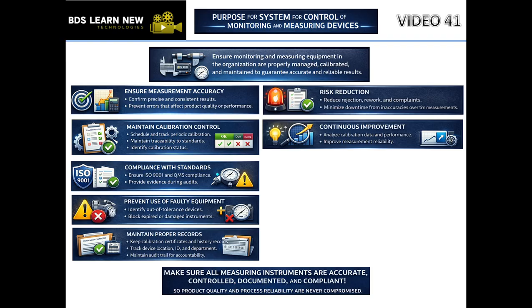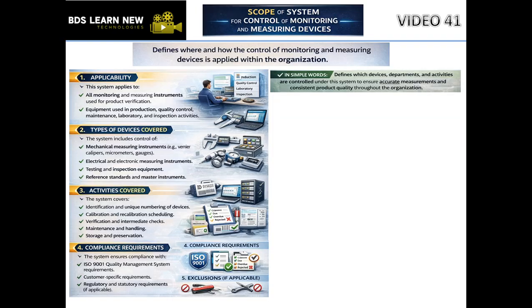Then continuous improvement. Analyze calibration data and performance, improve measurement reliability. Then make sure all measuring instruments are accurate, controlled, documented and compliant. So product quality and process reliability are never compromised.